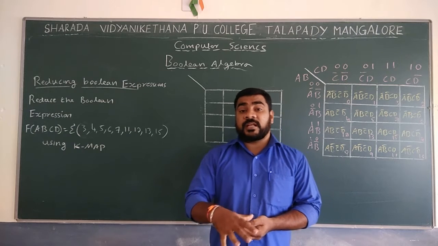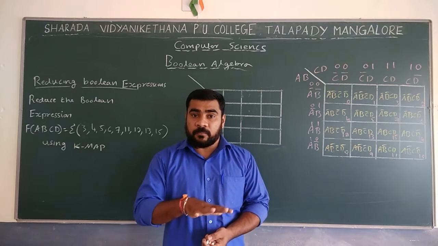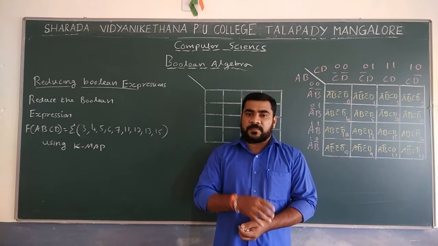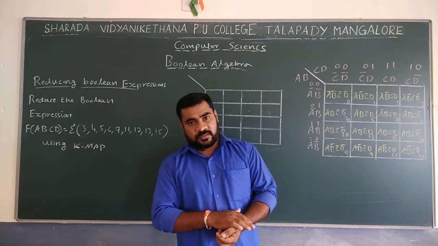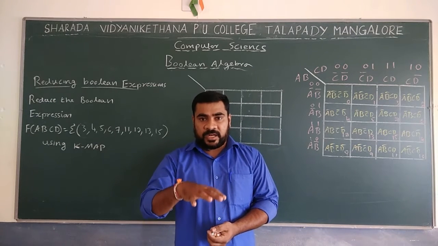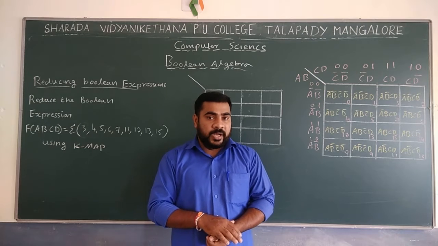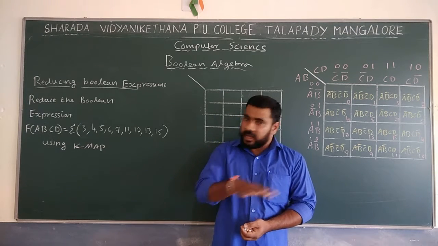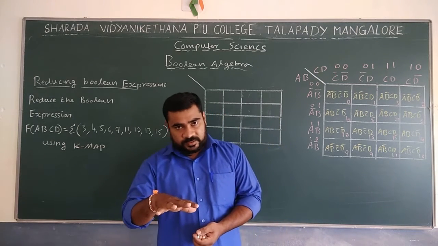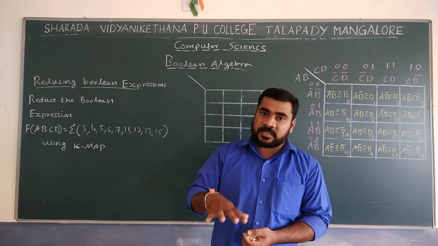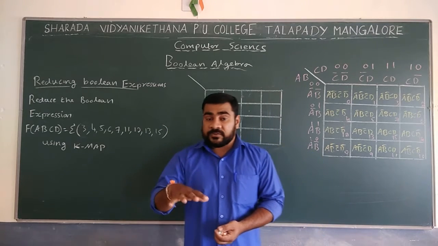Today we are moving to the next session based on the chapter Boolean Algebra. In Boolean Algebra we already discussed many sessions. Mainly in this chapter we get questions from K-map, how to reduce the Boolean expression using the K-map. In this session we are mainly going to discuss the reducing methods we should use.